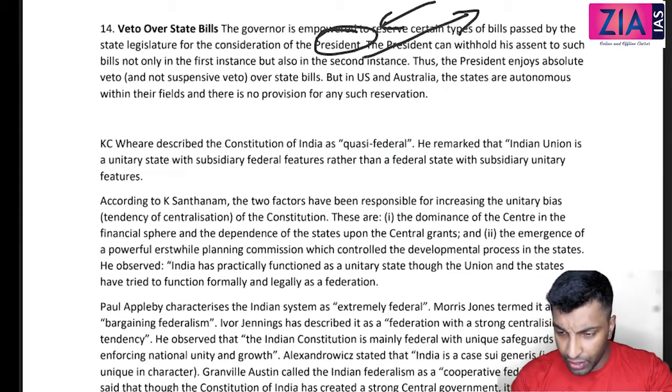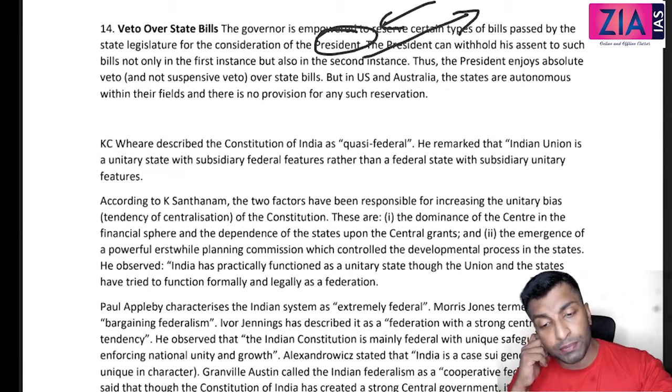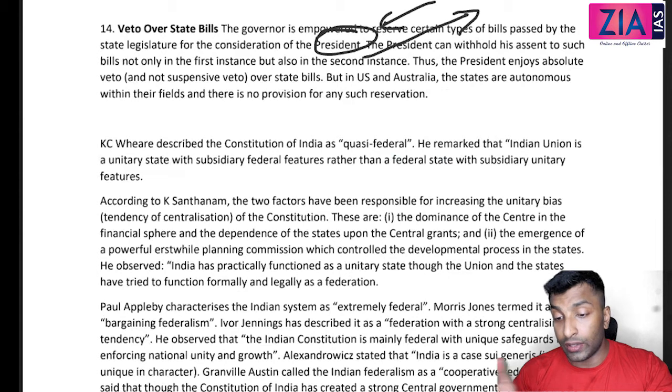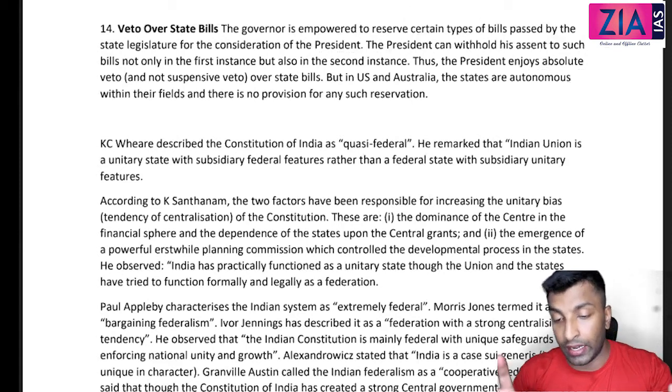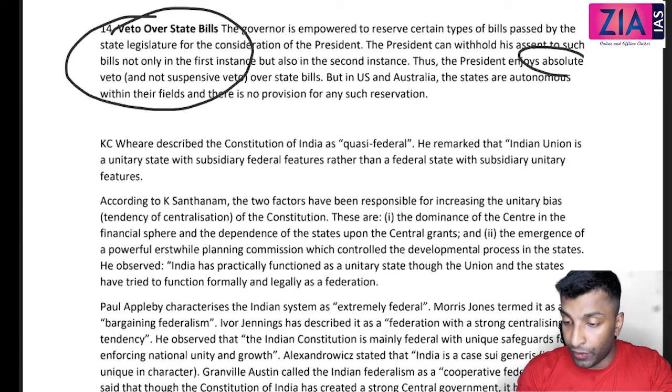You might have studied that at the central level, if Parliament passes something and the president sends it back, and if it is passed by Parliament again, then the president has to give assent, right? So there is a suspensive veto, but here the president enjoys absolute veto with respect to the state. I'll be discussing in the chapter on president what you mean by suspensive veto and absolute veto, everything. So in the case of state, the president enjoys absolute veto.